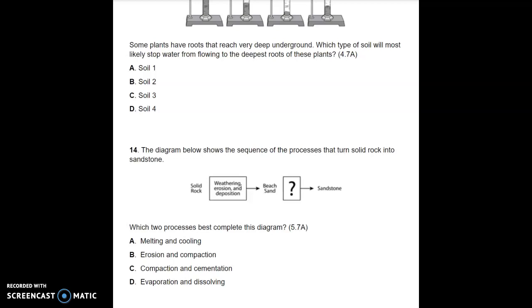Question 14. The diagram below shows a sequence of the processes that turn solid rock into sandstone. Which 2 processes best complete this diagram? A. Melting and cooling. B. Erosion and compaction. C. Compaction and cementation. Or D. Evaporation and dissolving.